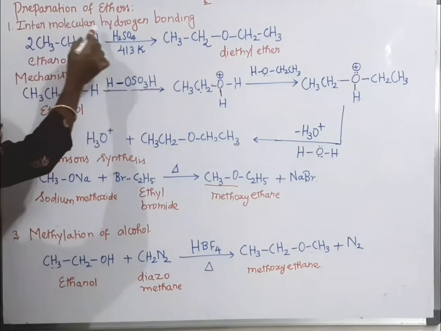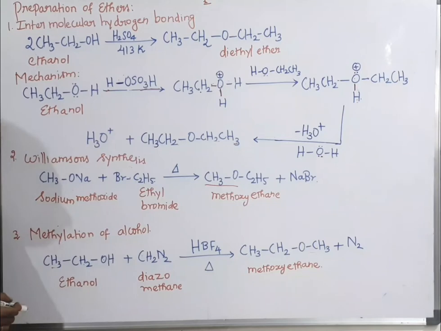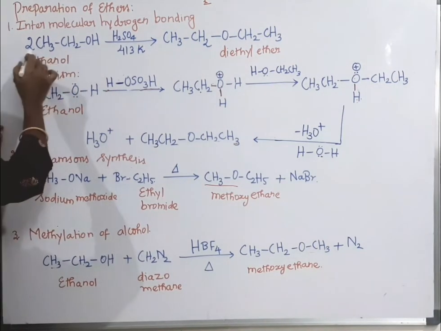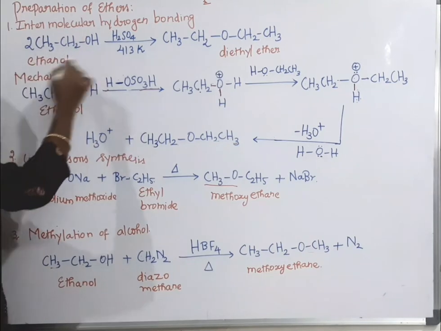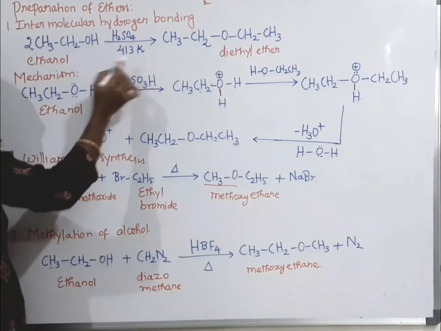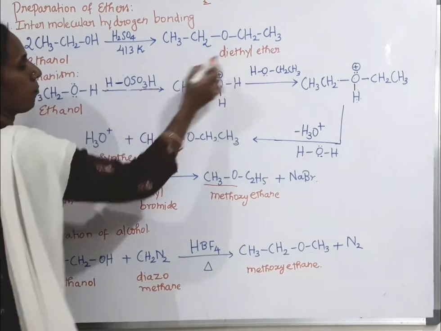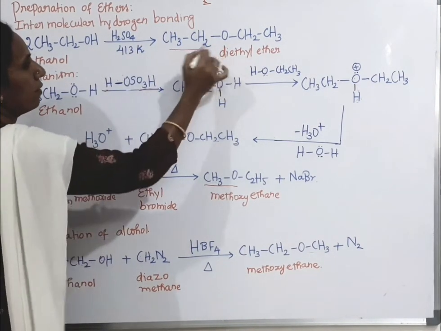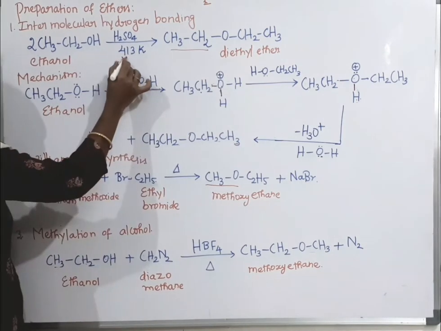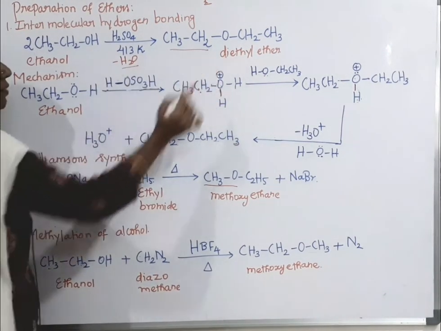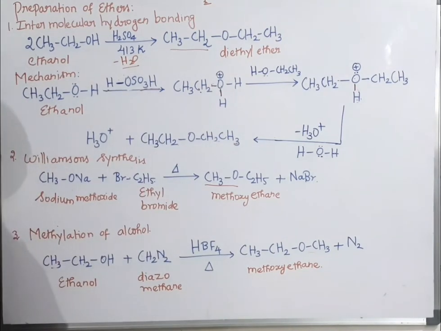First one is intermolecular hydrogen bonding. Let us see the general reaction. This is ethanol. Two ethanol molecules undergo reaction with sulfuric acid at 413 Kelvin to form diethyl ether. That is ethyl, so diethyl ether. Here a water molecule is removed to form diethyl ether. Let us see the mechanism of this reaction.